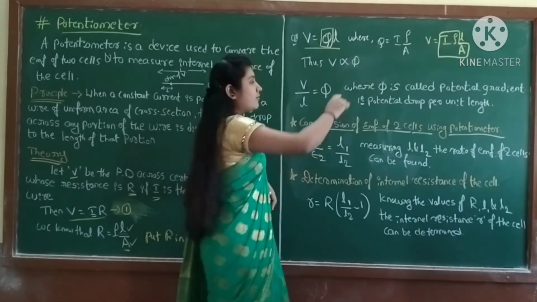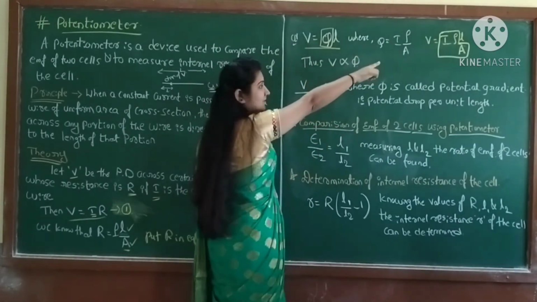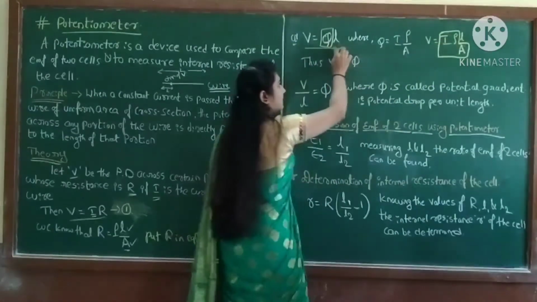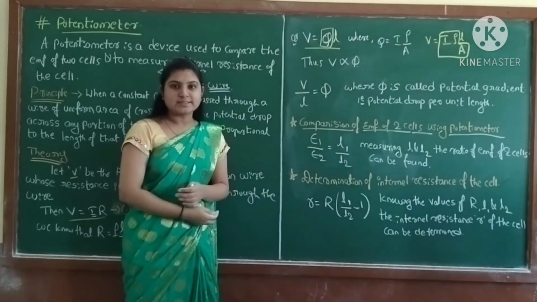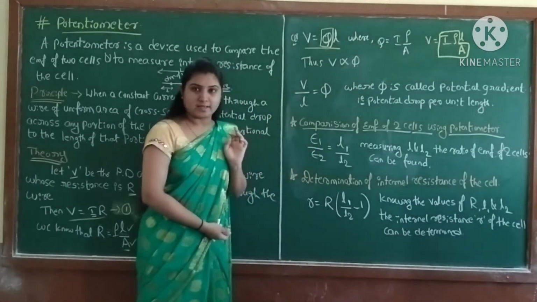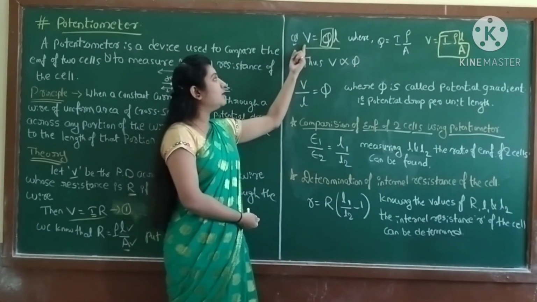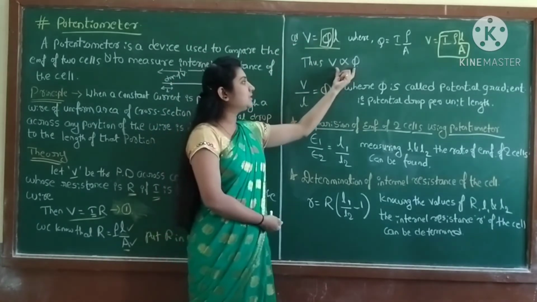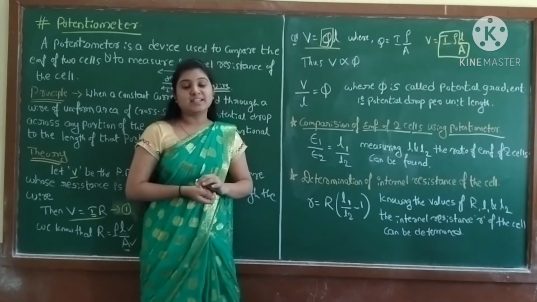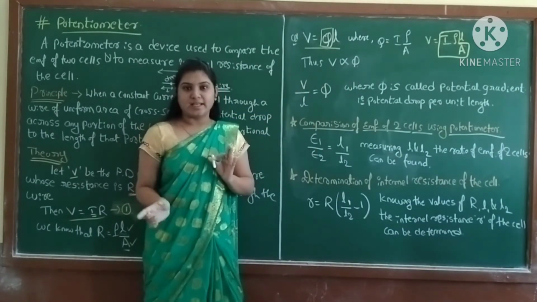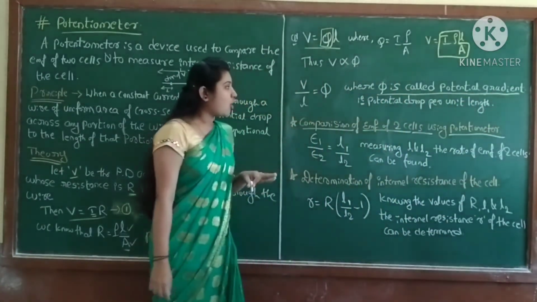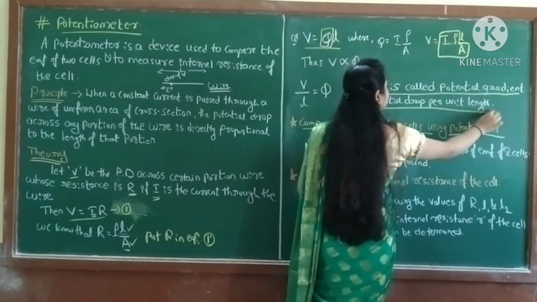Yes. So, now, see, V is same, L is same. But only this box I replaced by the term phi. So, phi is nothing but I into rho divided by A. Correct? So, now what will happen? V is directly proportional to this phi value. Now, what is this phi then? Phi is nothing but the potential gradient, or the potential drop per unit length.